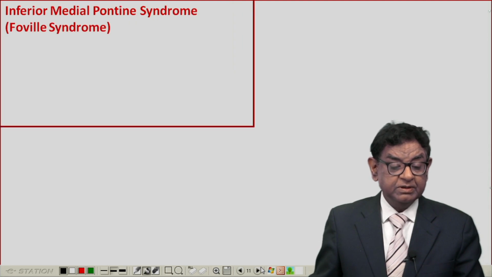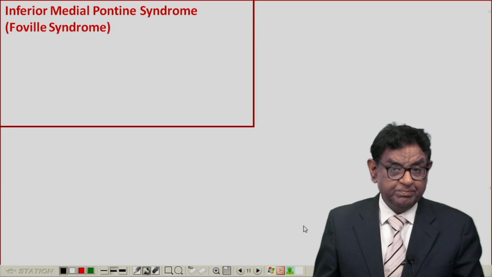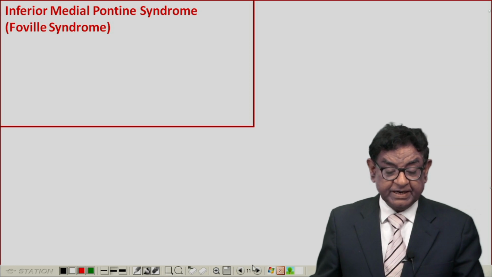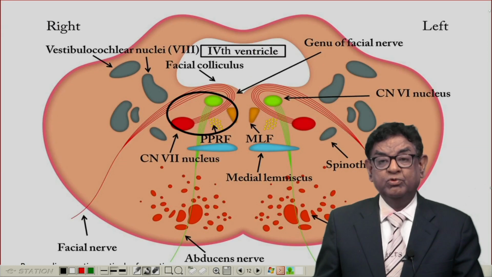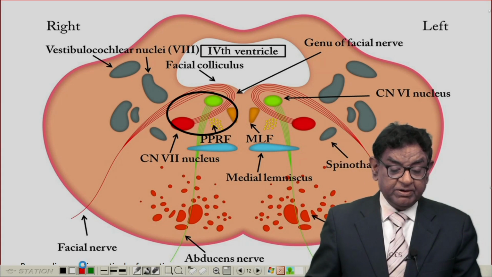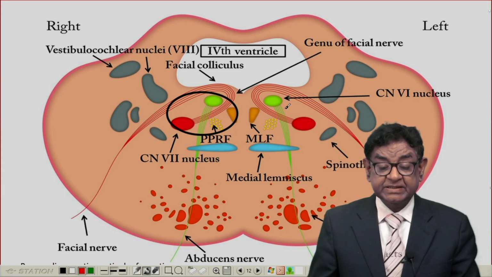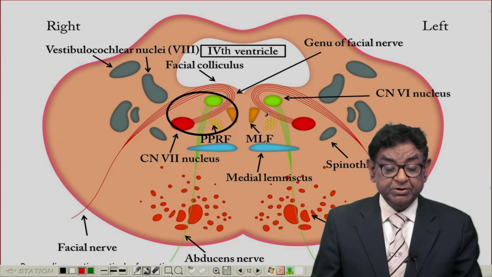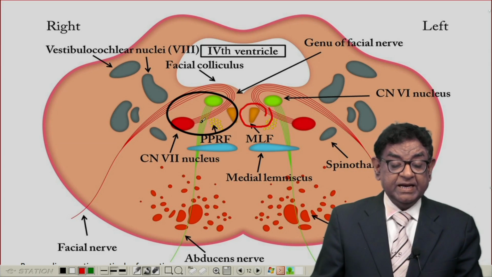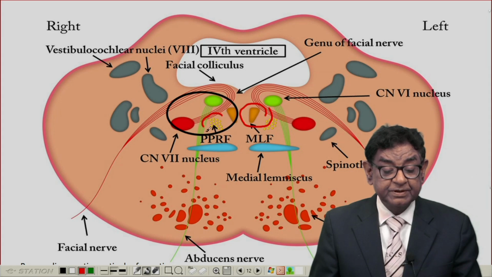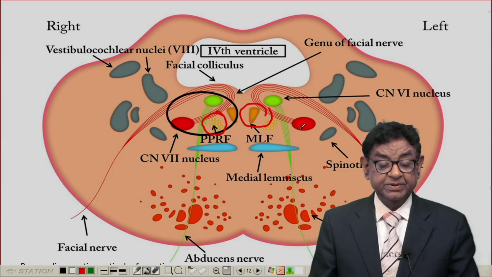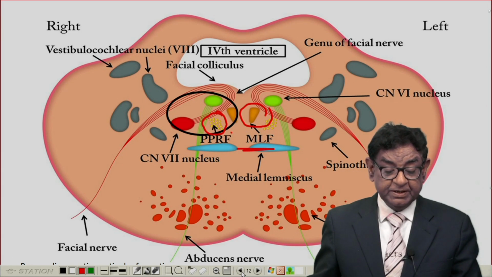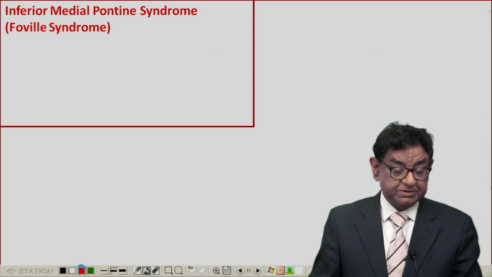Now I would like to talk about something deeper in the pons lesion, that is Foville syndrome. Inferior medial pontine syndrome is the other name, but before that you have to know some more basic concepts. Till now I talked to you regarding the sixth nerve and seventh nerve. Now I will be talking to you regarding the medial longitudinal fasciculus, and I would like to talk to you regarding the PPRF. What are these two structures? This you should know. First of all, I would like to talk about MLF. MLF is the medial longitudinal fasciculus.